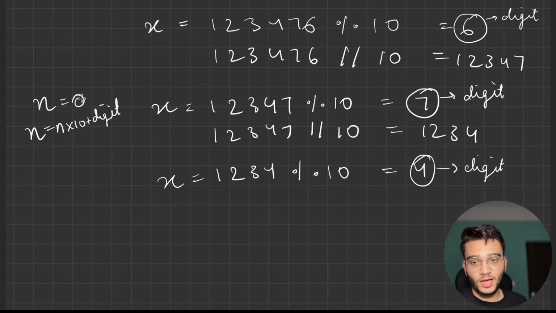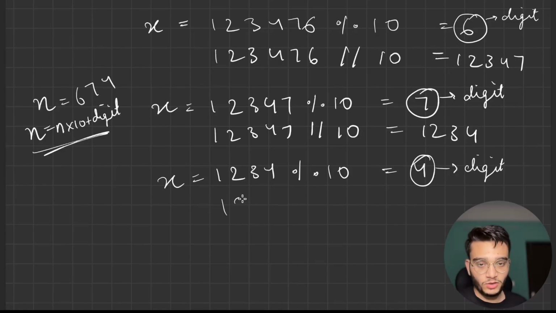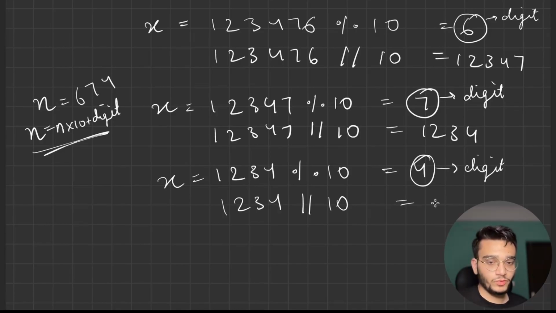At this point, our n is equal to 67. As you get this 4, this 67 will be multiplied by 10 and 4 will be added, which would give us 674. Then again you would do 1, 2, 3, 4 integer division by 10, which would give you 1, 2, 3.